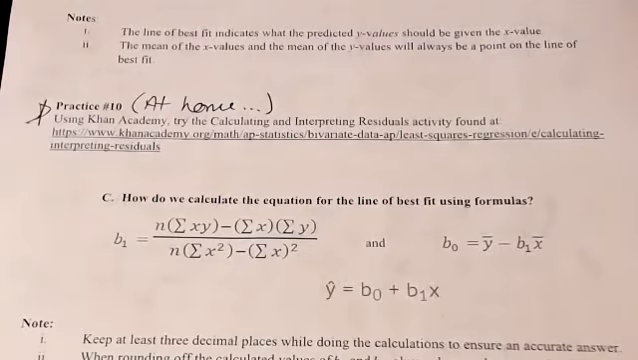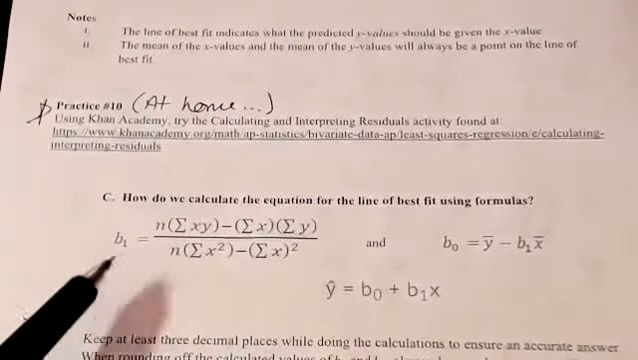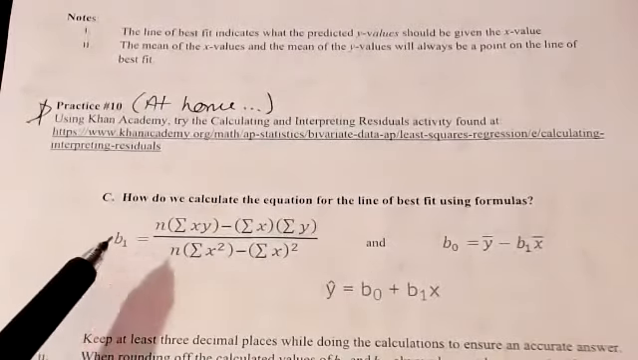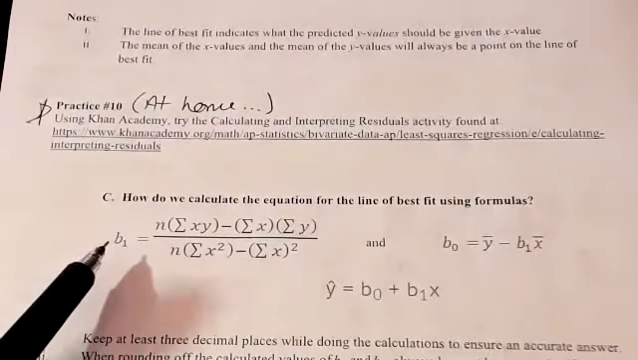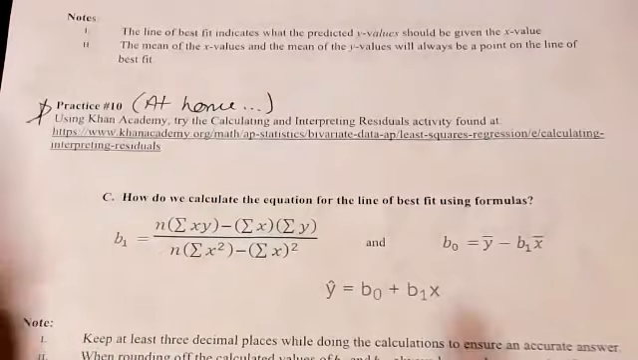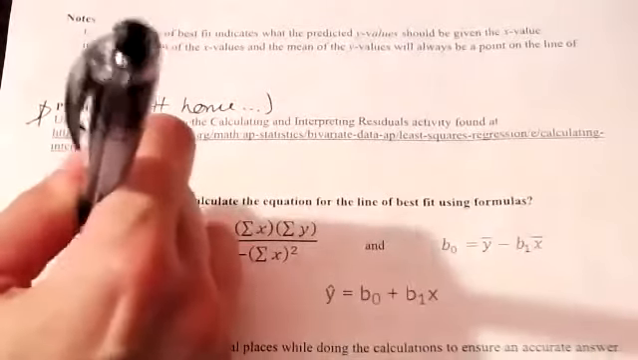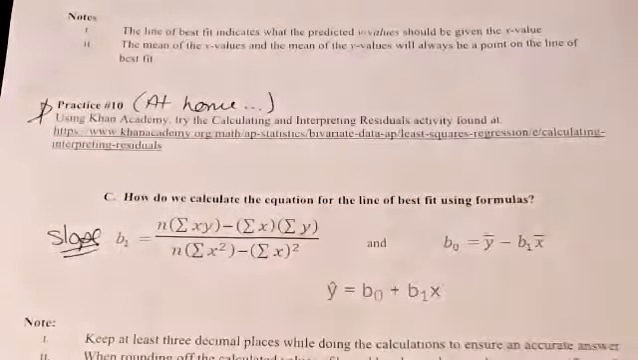Part C, how do we even calculate it, right? How do you calculate the equation for the line of best fit? So I want you to notice a couple things here. We have a formula that helps us calculate b sub 1. According to our reading just a second ago, b sub 1 represents the slope, right? Does anyone remember the slope formula from your last class? How do you calculate slope?